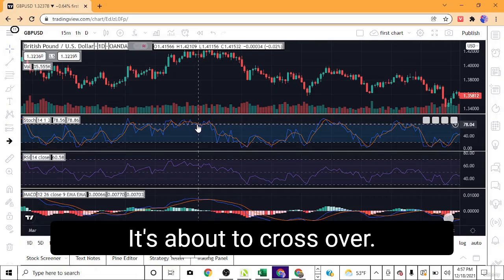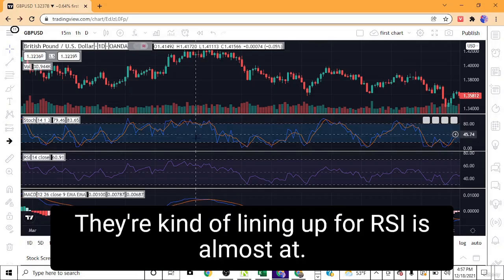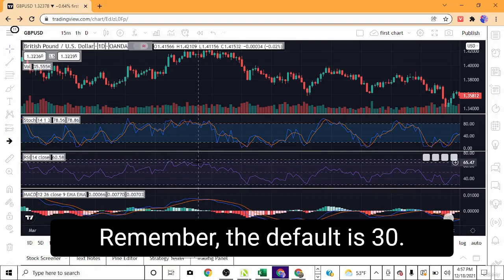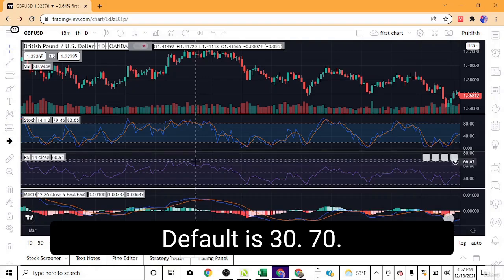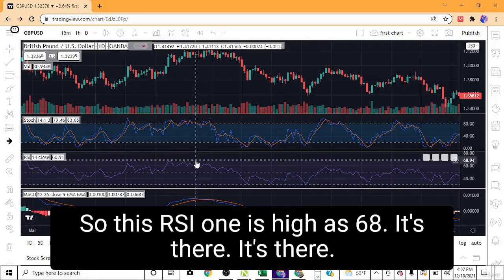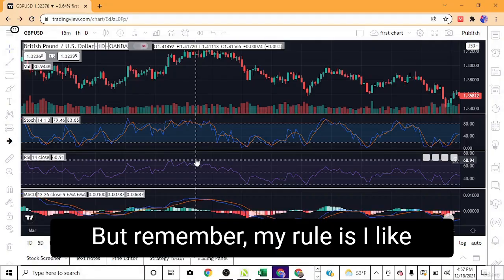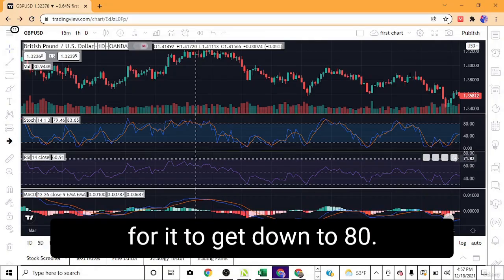It's about to cross over. These are reversal signals. They're kind of lining up. The RSI is almost at, remember, the default is 30 and 70. So this RSI went as high as 68. It's there. But remember, my rule is I like for it to get down to 80.